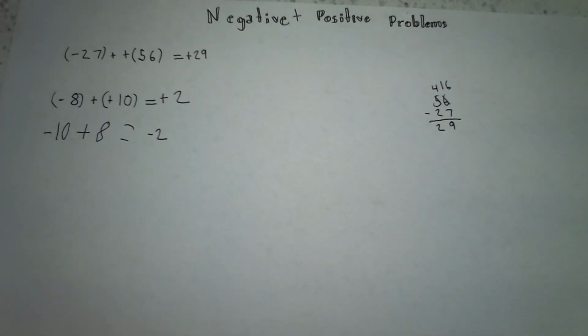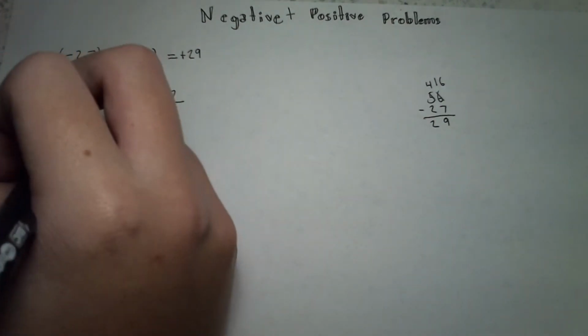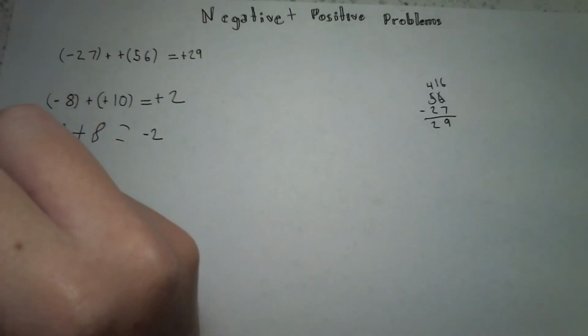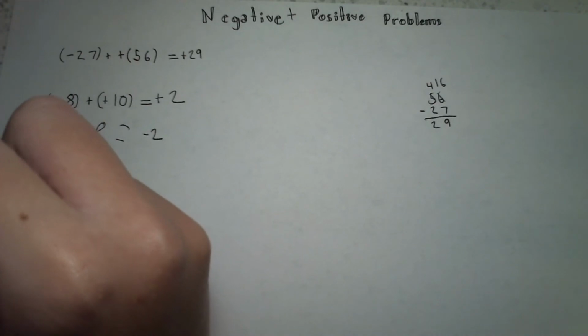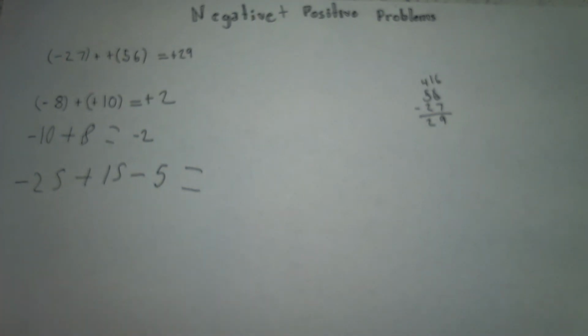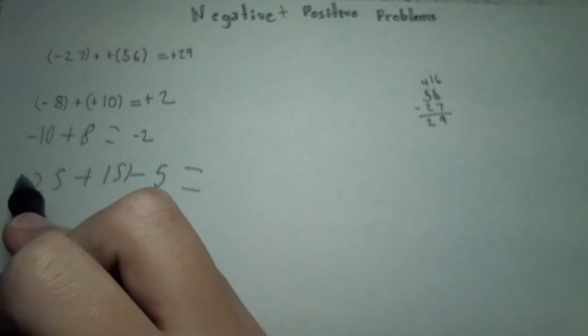All right. Let's try to do a few more. I'll give you a harder one. Now we're going to do negative and positive problems with more than 2 numbers. So -25 plus 15 minus 5 equals. Now PEMDAS says that the first one we've got to do is -25 plus 15. We can even put some parentheses around this specifically.